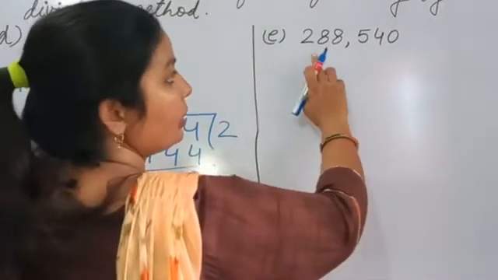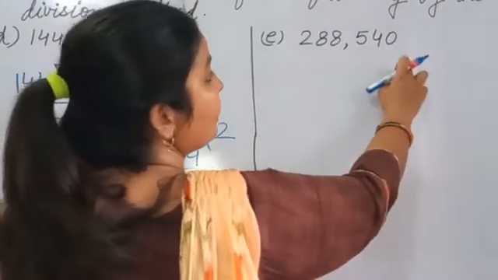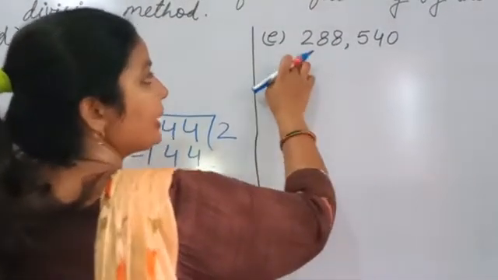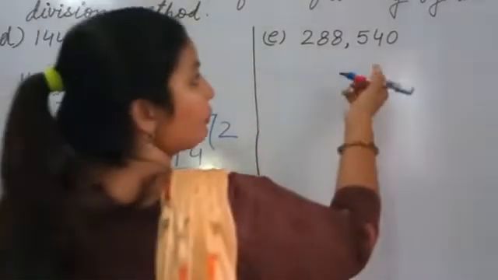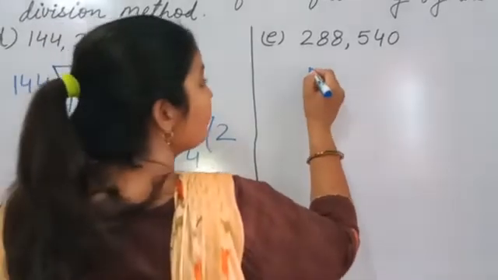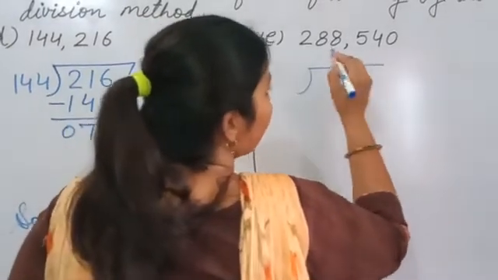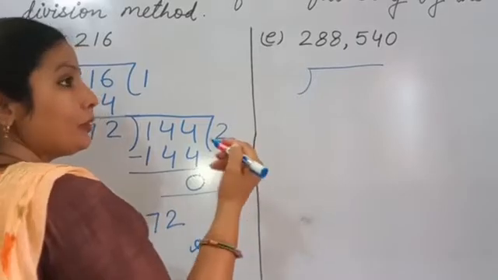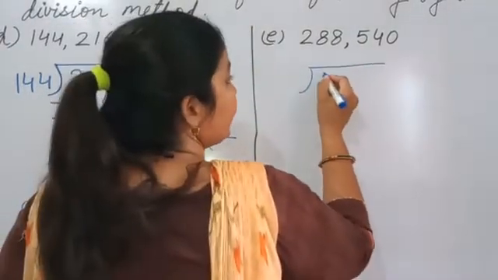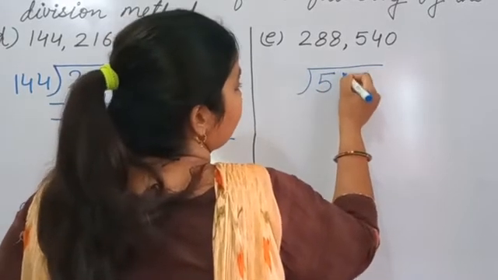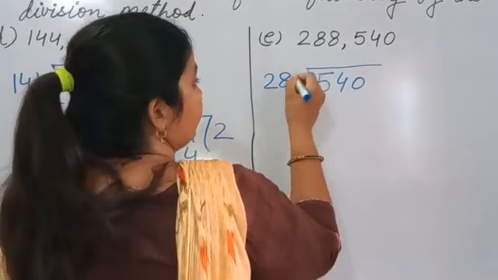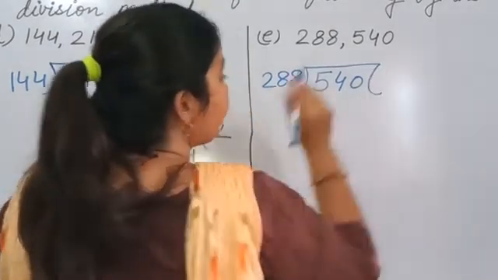288 and 540. Okay. So here 540 is big and 288 is small. So 540 will be the dividend and 288 will be the divisor. You have to make the big number the dividend and the small one the divisor, because if you make the big number the divisor, you will not be able to divide. So write the big number inside as the dividend, 540, and the divisor is 288. Again we should divide it.